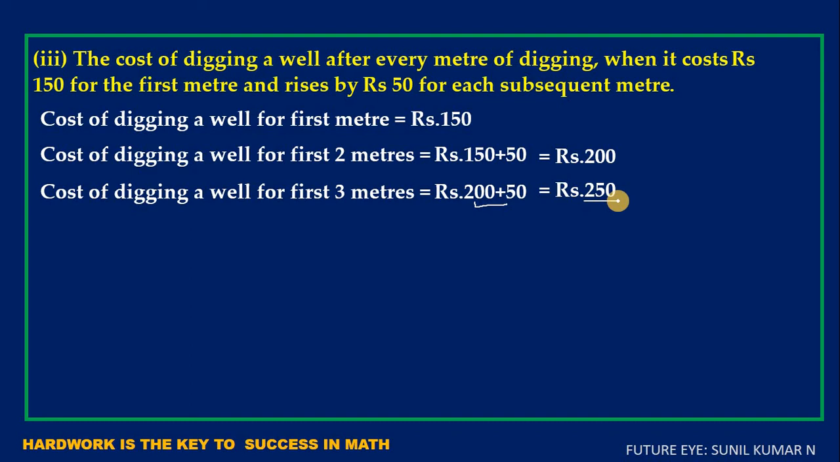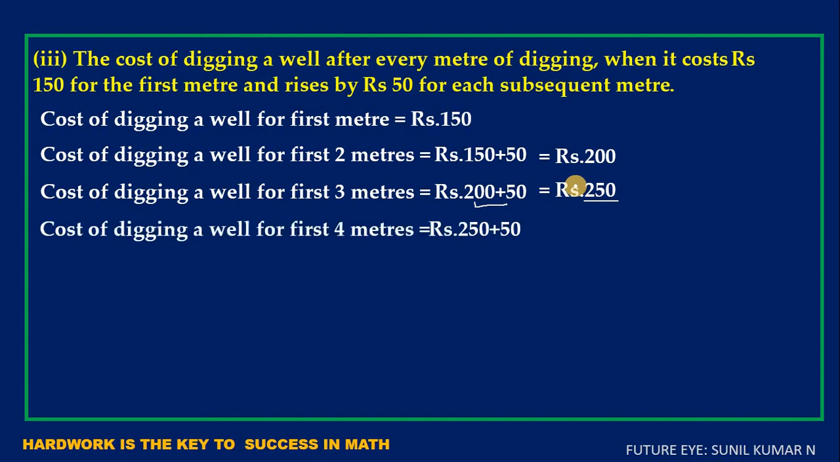And let us find for the fourth meter also. Otherwise, if you find only these three terms, that's enough. We can easily check whether it is an AP or not. Anyhow, let's find for the fourth meter, children. 250 add to 50, we get 300. Now just by looking at these values only, you can say whether this forms an AP or not. Isn't it? I hope you got the answer.